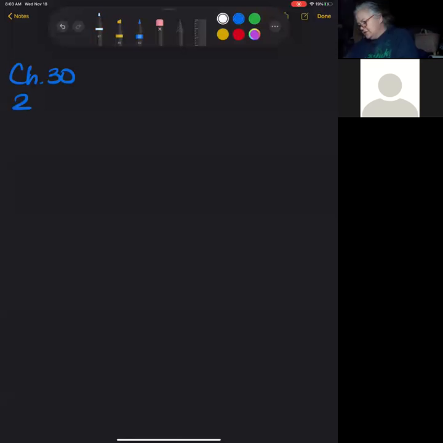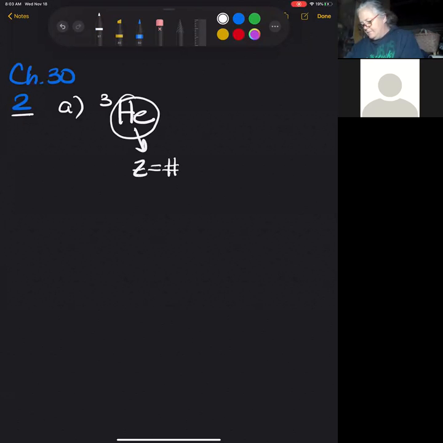I'm going to change that to white so it's a little easier to see. Okay, so the first one is helium-3. We have to remember that the name of the element gives us the atomic number, and that's the number of protons. So the atomic number tells you the number of protons. Then this number up here is the atomic mass number, or A, which gives you the number of protons plus the number of neutrons.